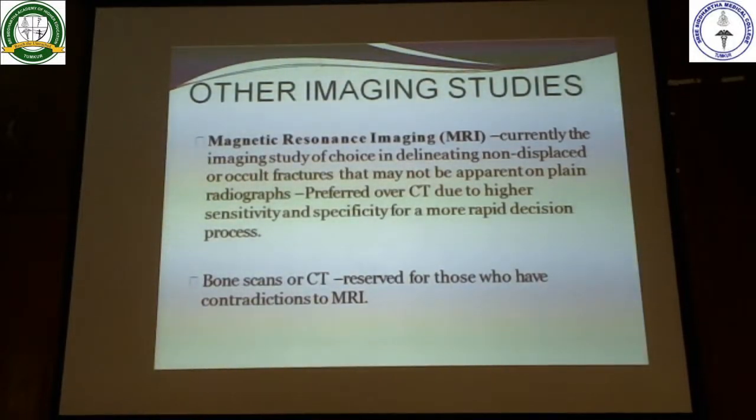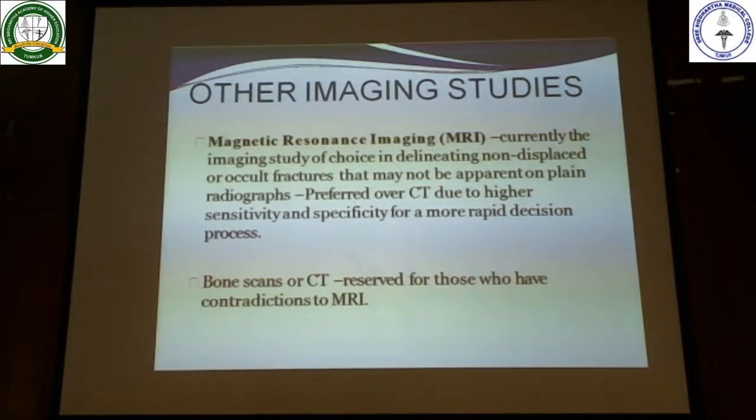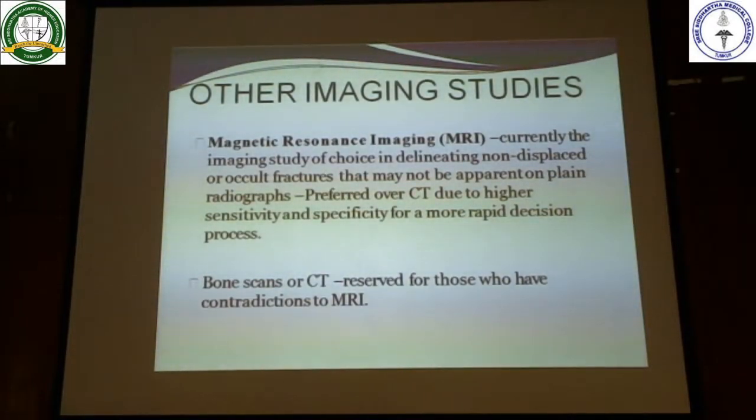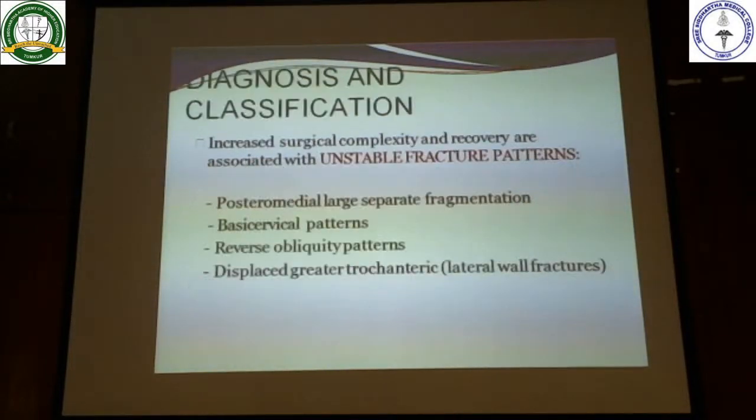Bone scans or CT are reserved for those who have contraindications to MRI, for example people with existing metal implants or things like that. They cannot go in for MRI, then you can go for a bone scan or a CT scan. So these are all investigations done in specific conditions.